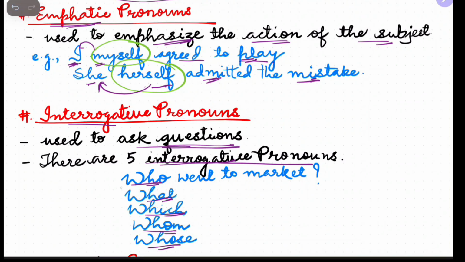For example, when you see the whole sentence, who went to market, you see the who is used to ask a question here. Similarly, what is your name, right? So this is an example. Similarly, which, whom, and whose are examples of interrogative pronouns.